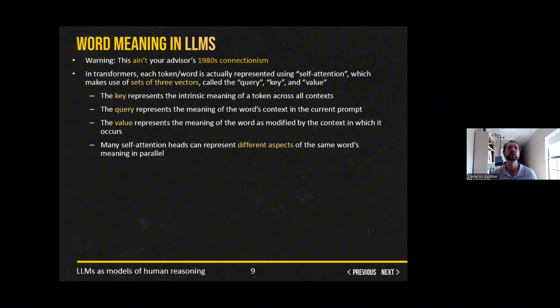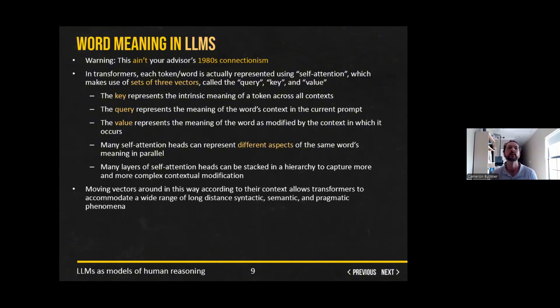Now, many self-attention heads are operating in parallel and in a deep hierarchy in all of these systems, right? So you can represent many different aspects of the same word's meaning in parallel, right? One could track the way it's modified by an adjective, for example. One could track subject-verb disagreement. One could track the member of a clause. One could track anaphoric resolution from a previous sentence, right? You can have lots of different heads doing lots of different jobs with the same word in the same context.